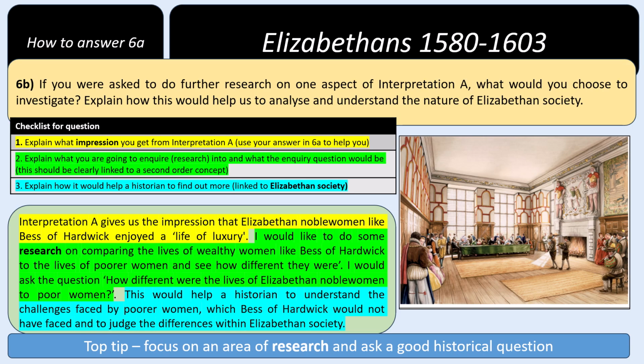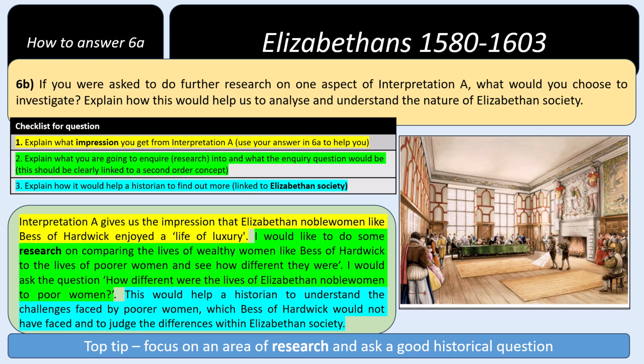Interpretation A gives us the impression that Elizabethan noblewomen like Bess of Hardwick enjoyed a life of luxury. I would like to do some research, so we're going to use that word, on comparing the lives of wealthy women like Bess of Hardwick to the lives of poorer women and see how different they were. I would ask the question, how different were the lives of Elizabethan noblewomen to poor women? So you want to actually pose that question.